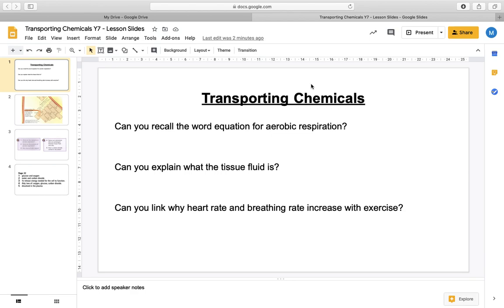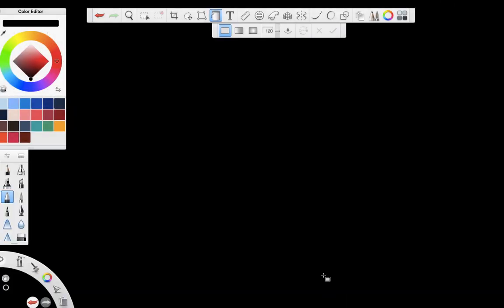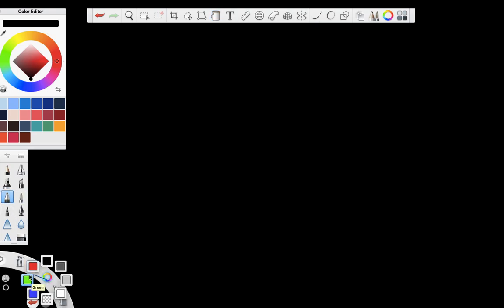By the end of the lesson you should be able to recall the word equation for aerobic respiration, you should be able to explain what tissue fluid is, and you should be able to link why heart rate and breathing rate increase with exercise. So let's refresh our memories to begin with, because it has been quite a while since we've looked at this.